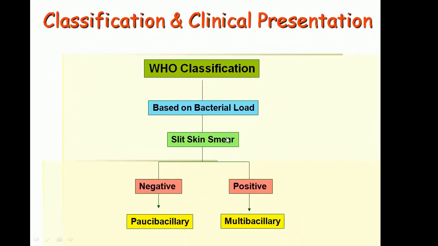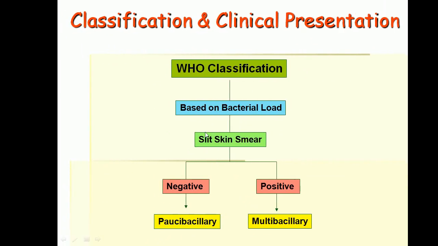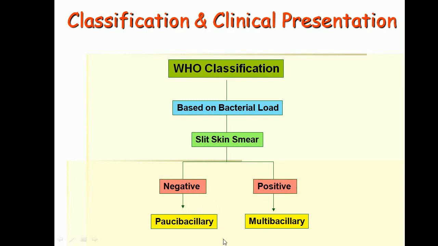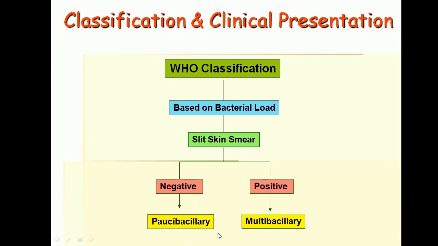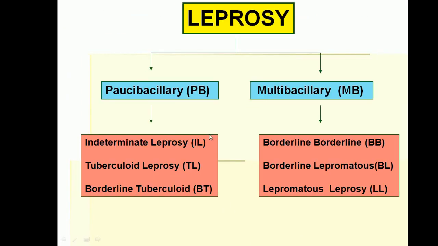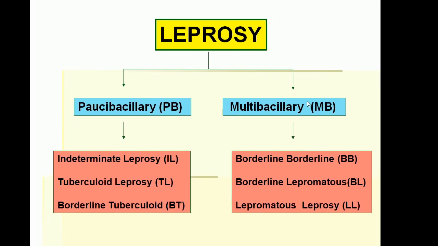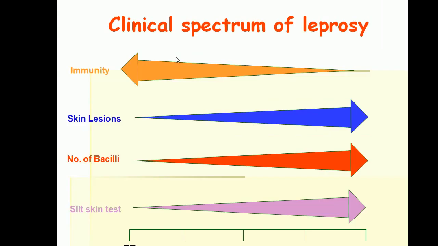WHO, however, classifies on the basis of the number of bacteria found in the slit skin smear. If the slit skin smear comes negative, it is called paucibacillary, pauci meaning scanty, with fewer bacilli, and positive meaning multibacillary, with a large number of bacilli. The paucibacillary includes indeterminate leprosy, tuberculoid leprosy, and borderline tuberculoid, while the multibacillary includes borderline lepromatous and lepromatous leprosy.